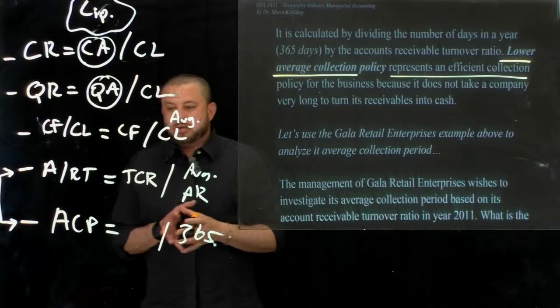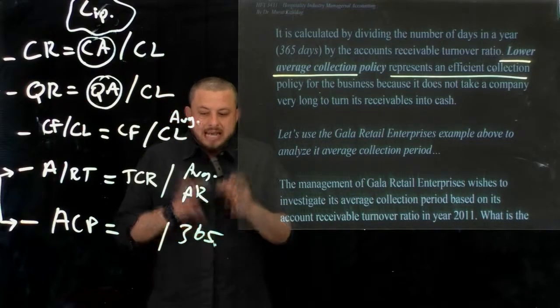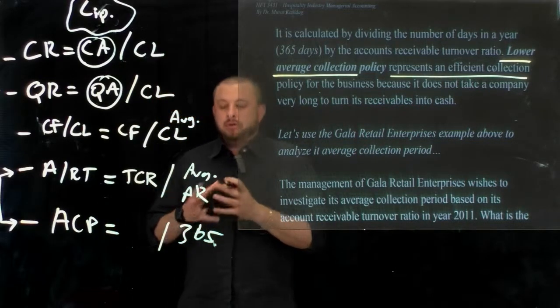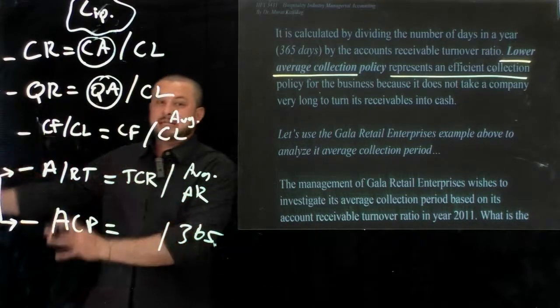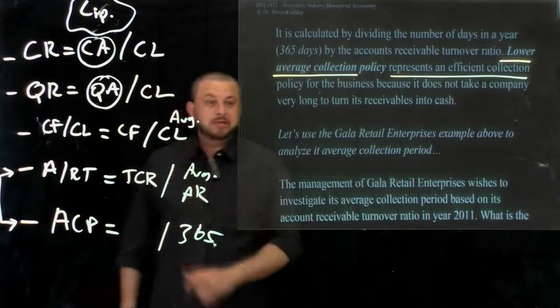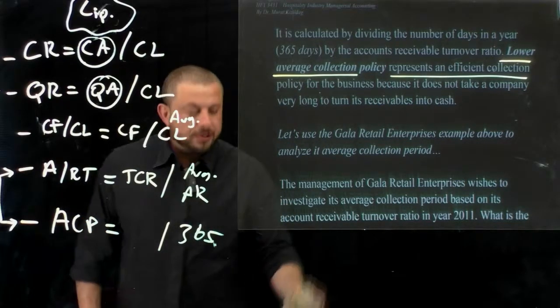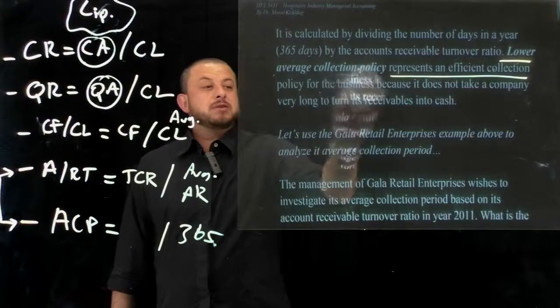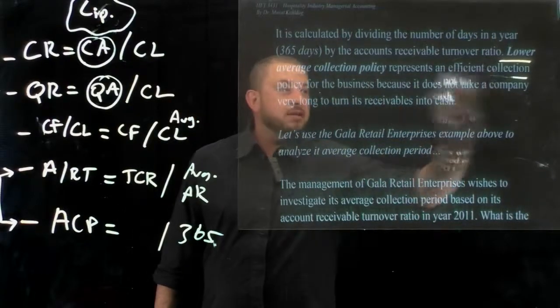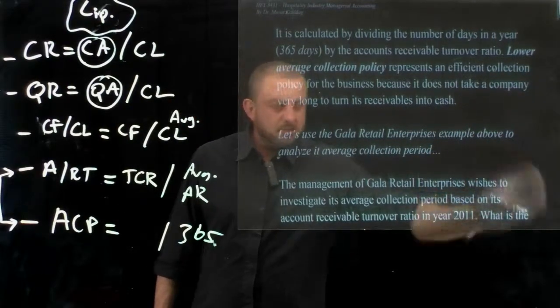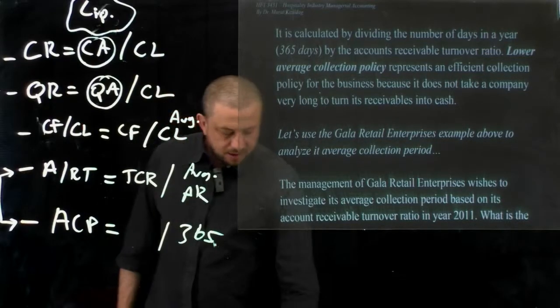Would you like to collect your accounts receivable every day, or would you like to collect your receivables every 15 days? Of course, every day. That is exactly why a lower ACP is required. Lower ACP shows management's great ART collection policy. Therefore, it's to the firm's benefit. Take a look at Gala Enterprise again.